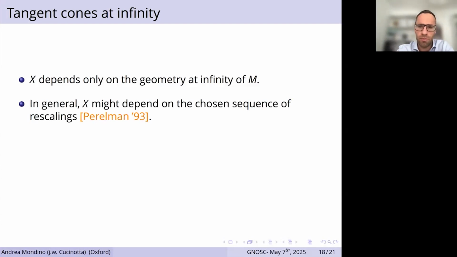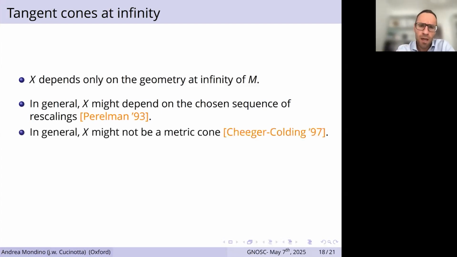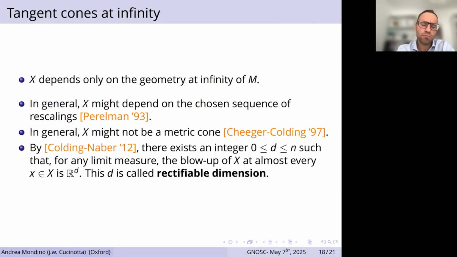In general, the tangent cone at infinity might depend on the chosen sequence of rescalings. This was already understood by Perelman, who gave an example of a manifold with positive Ricci and non-unique tangent cone at infinity. And in general, even if we call it a tangent cone, it may not be a metric cone. Indeed, Cheeger-Colding gave an example where the tangent cone at infinity is not a metric cone.